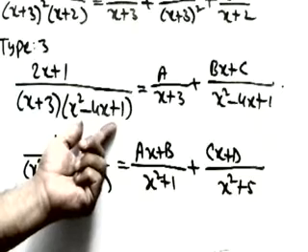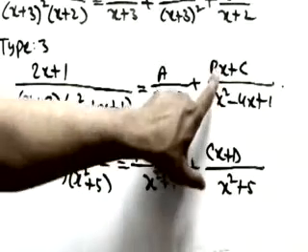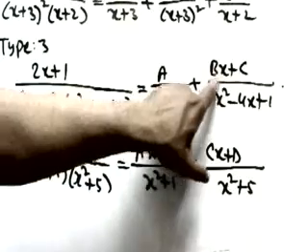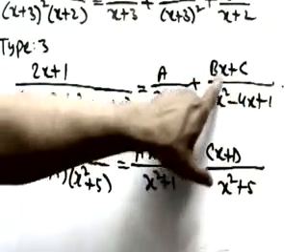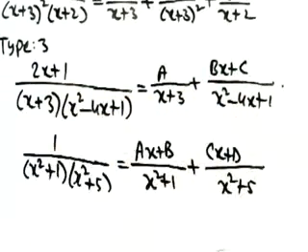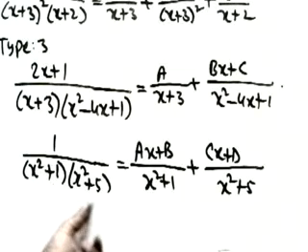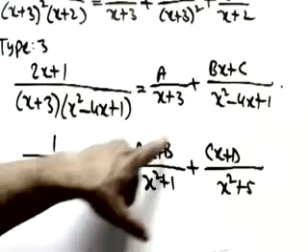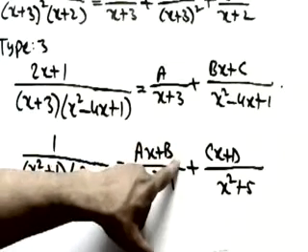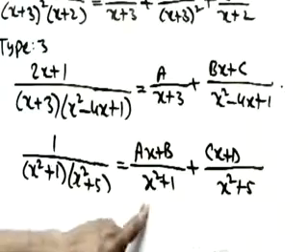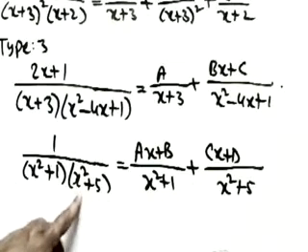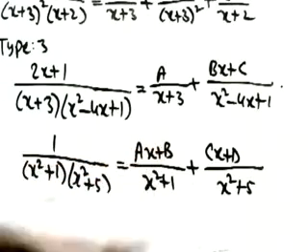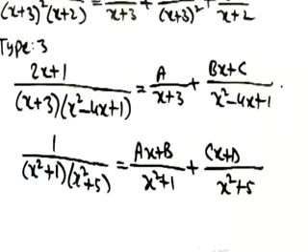One with x: Bx plus C. For the term which cannot be factorized, which is quadratic, we write one term with x and one constant: Bx plus C by x square minus 4x plus 1. Here also, x square plus 1 and x square plus 5 are quadratic forms. These cannot be factorized, therefore you write Ax plus B by x square plus 1, and in the same way plus Cx plus D by x square plus 5. So these three methods you revise by yourself.